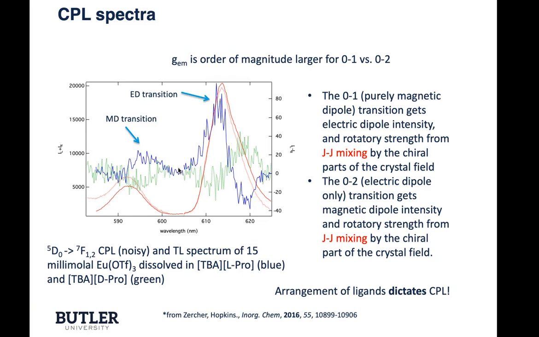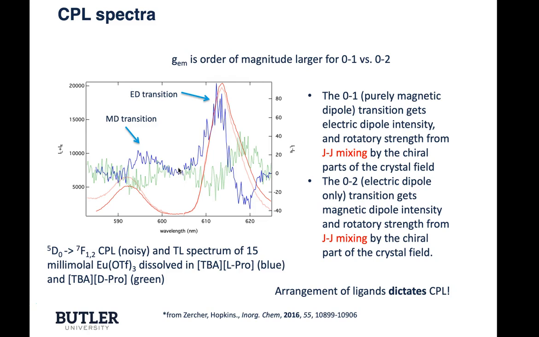You can see that both of these show CPL spectra. So the 0 to 1, the purely magnetic dipole transition, has to get electric dipole intensity somewhere. And that comes from the fact that there is mixing between, say, the 7F1 state and maybe the 7F2 state. So you get J to J mixing within the actual set of term symbols. Okay, so you have to have something that gives it some electric dipole transition, and the more electric dipole transition that you get into that, the larger the rotatory strength is, then the larger the dissymmetry factor is.